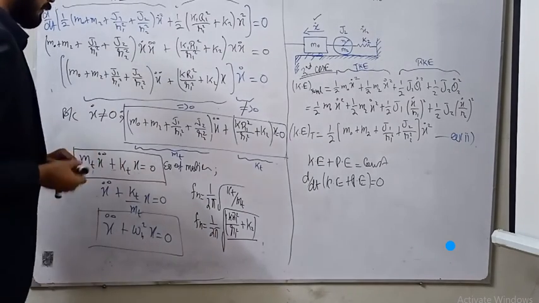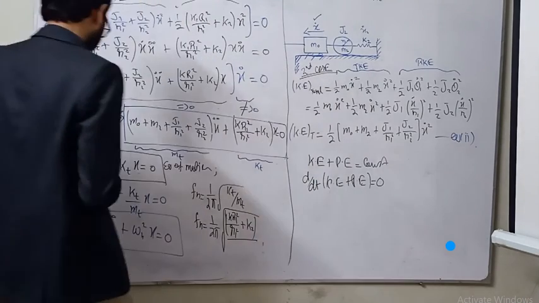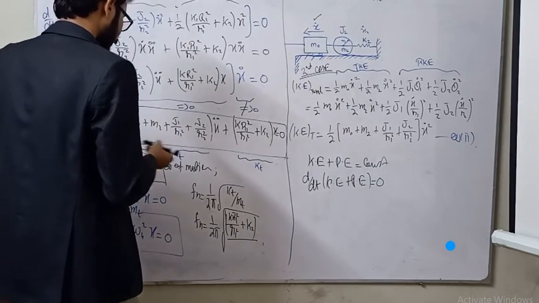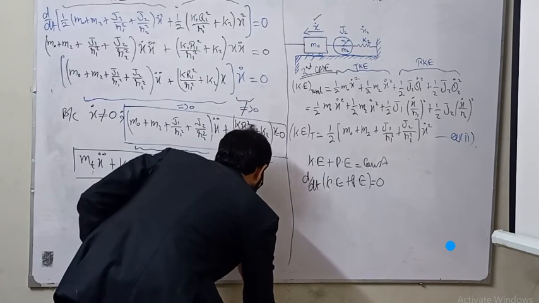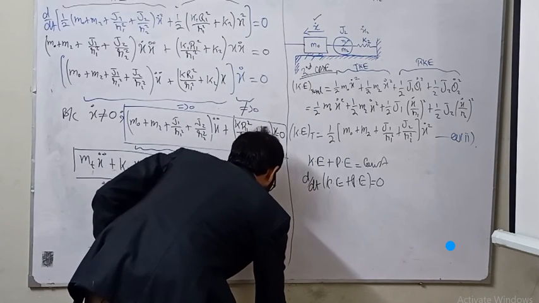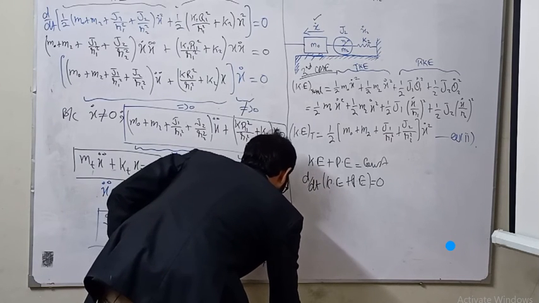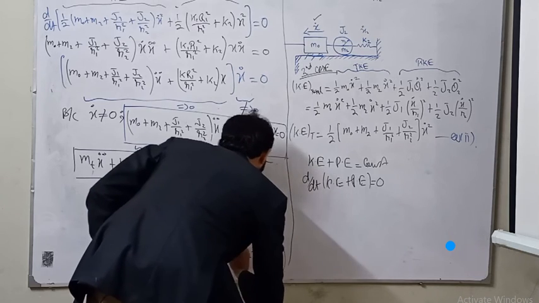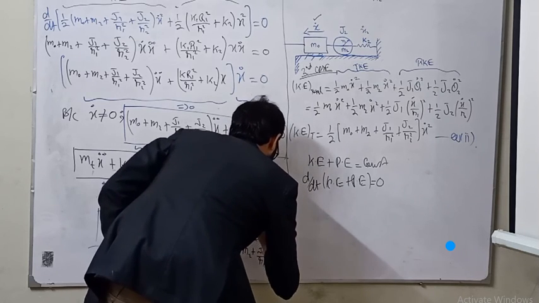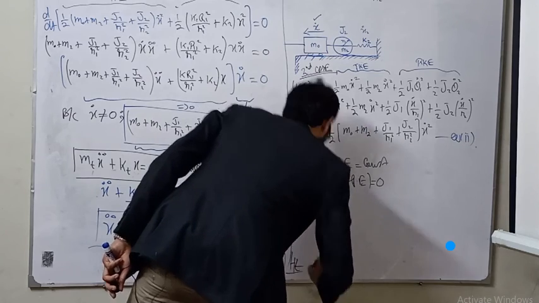And what is mt? Now we will go for the mt. Mt is equal to m0 plus m2 plus j1 over r1 square plus j2 over r2 square. So this is your mt, and this is the whole natural frequency that will be in hertz or cycles per second.